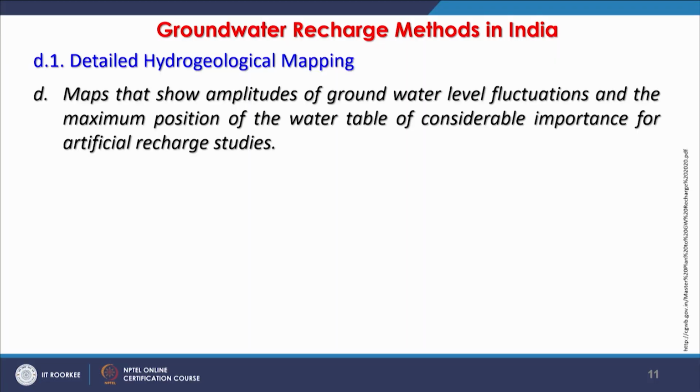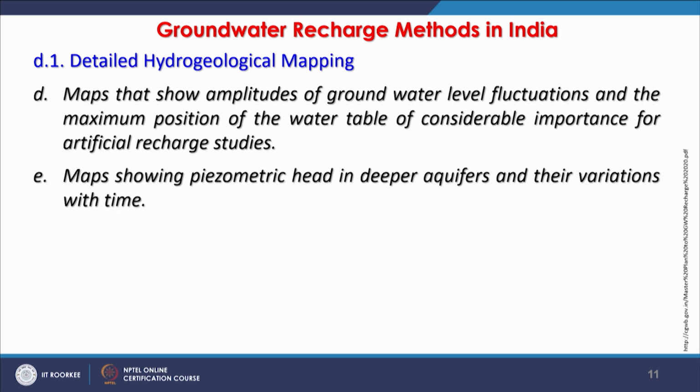And maps are also required to show amplitudes of groundwater level fluctuation, which can be estimated using pre-monsoon and post-monsoon data, and the maximum position of the water table is of considerable importance for artificial recharge studies. So, that is also required, whether the water table is becoming very shallow during the monsoon time. If it is, then we have to find the areas where it is not too shallow, not too close to the surface. Otherwise, during monsoon there will not be any recharge, because the water table itself is coming above or near the surface. So, that kind of information is also required.